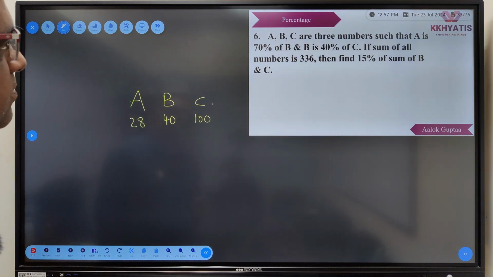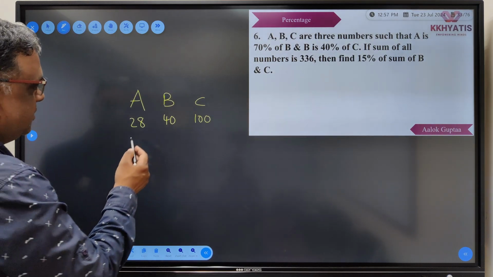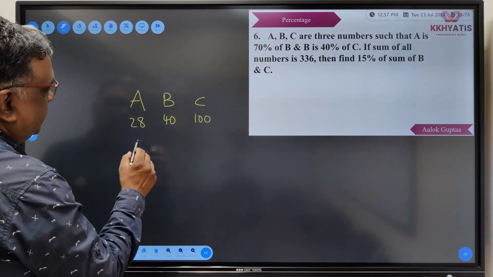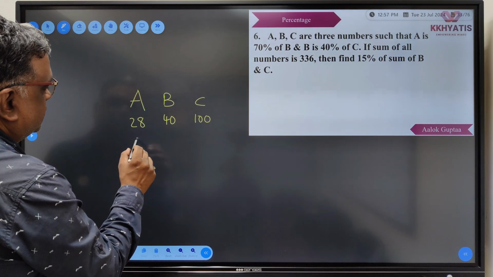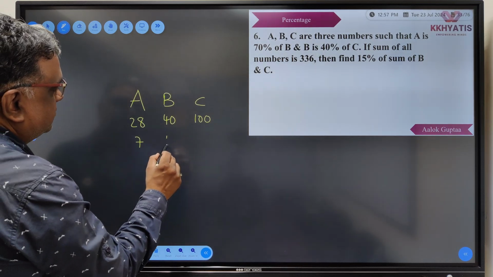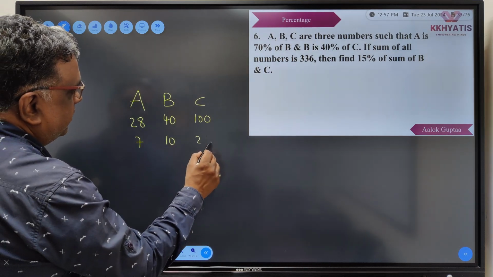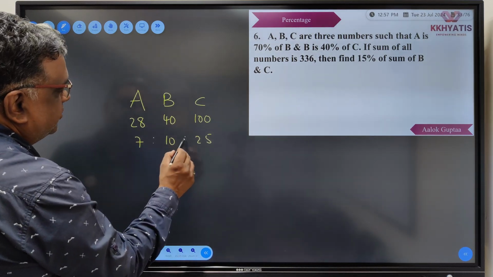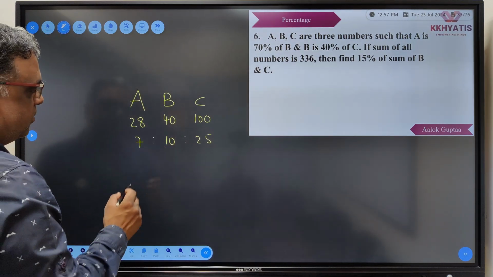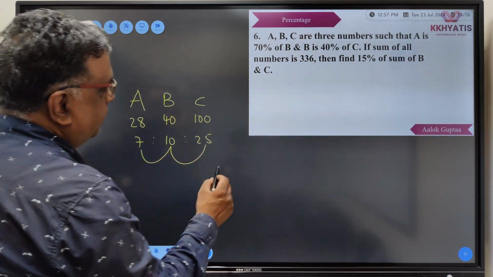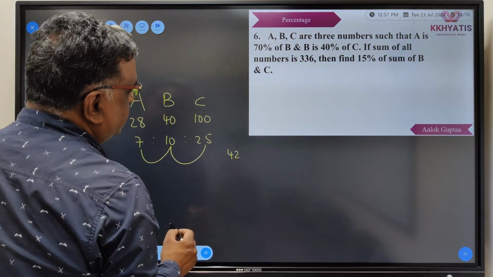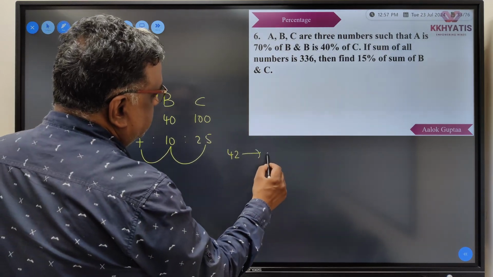If the sum of all the numbers is 336, I will just reduce this ratio. I will divide by 4. So this will be 7, this will be 10, and this will be 25. So this is the ratio. Now, what is the sum of the ratio? 42. So 42 is the sum of the ratio, and the actual quantity is 336.